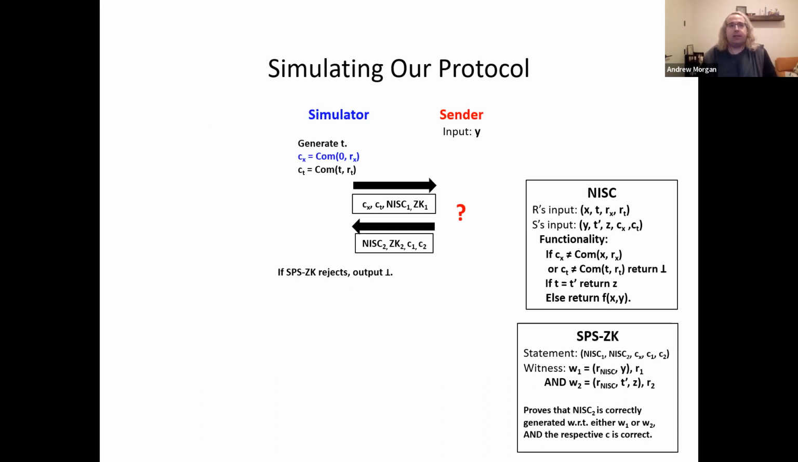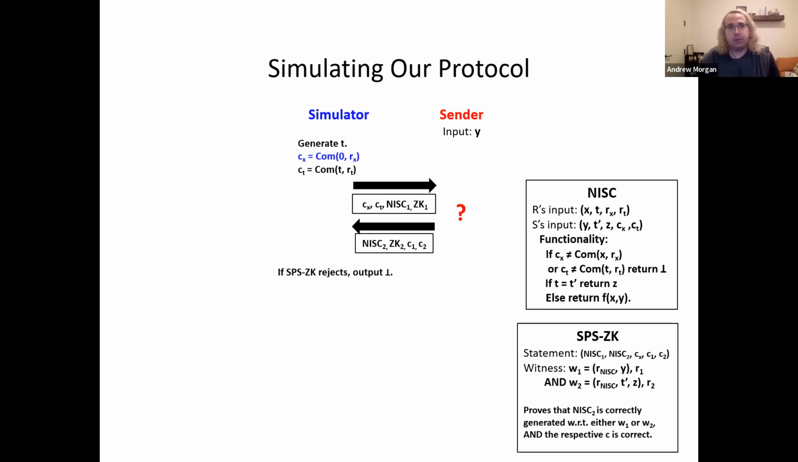So in the corrupted sender case, the simulator doesn't know the true receiver's input X, and it begins by sending a simulated first message which commits to a dummy value, 0, instead of X, but is indistinguishable due to CCA security of our commitment scheme. It then receives a response from the adversary and aborts if the NISC or ZK reject.